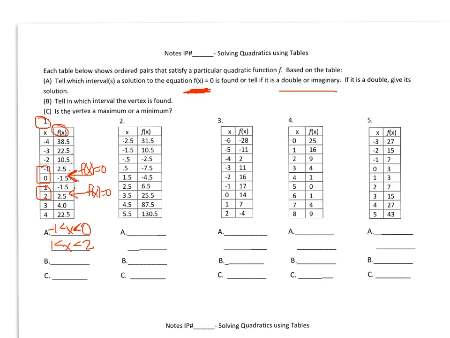So it says, tell in which interval the vertex is found. Okay, so how are we going to find the vertex? Well, let's think of what the graph looks like. So I'm going to go ahead and draw a little graph right here. So if I'm going to do a graph, then I've got my points. I've got negative 4, 38.5. So that's going to be way up here somewhere. Negative 3, 22.5 is going to be coming down. And then negative 2, 10.5 coming down.